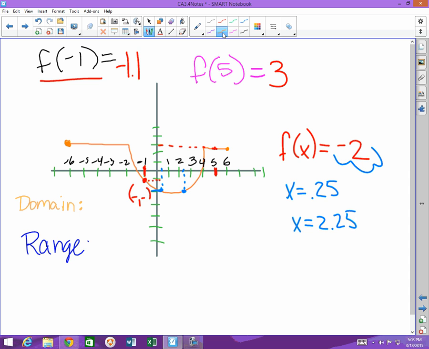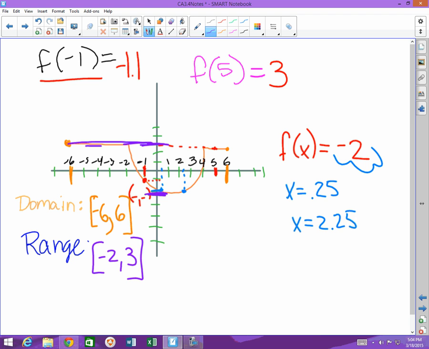In this particular problem, the domain would be from negative 6 all the way over to positive 6, because it has all these values from here to there. And the range would be the y values, which would look like they go from here's the maximum one all the way down to here's the minimum one. So from negative 2 to positive 3, and it includes those values. So you would put brackets around them.